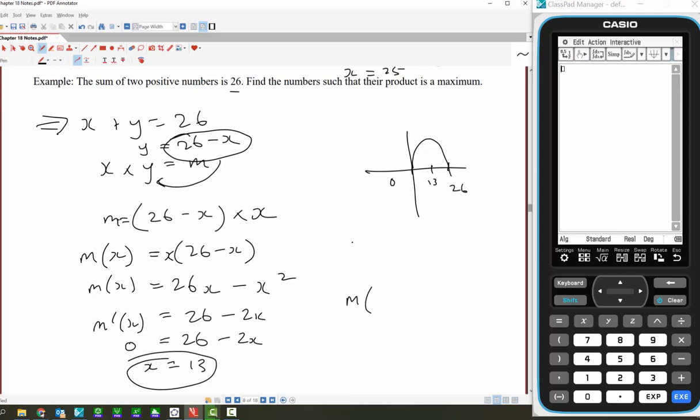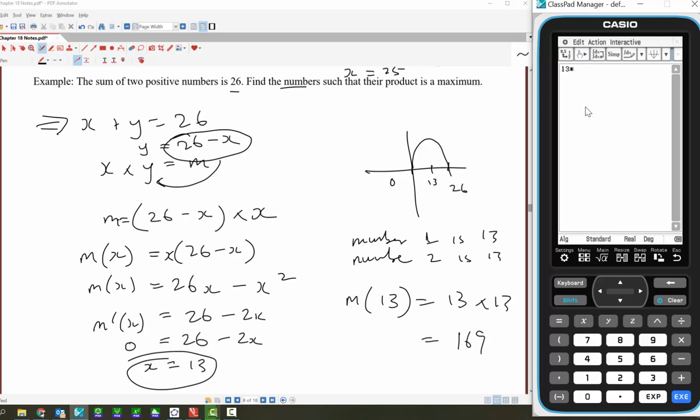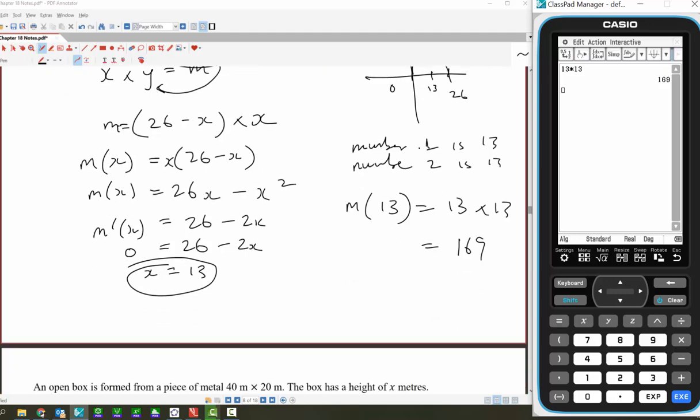Okay, so number 1 is 13, and number 2 you can see is also 13. Okay, so the two numbers are 13, i.e. it's a square, or a square number. So you can find out what their maximum is going to be. It doesn't ask for that, it says find the numbers such that their product is a maximum, but let's just get the maximum anyway. It's going to be 13 by 13, which is, I think it's 169. Let's check that. Yeah. So there we go, using calculus again, but could use that other technique.